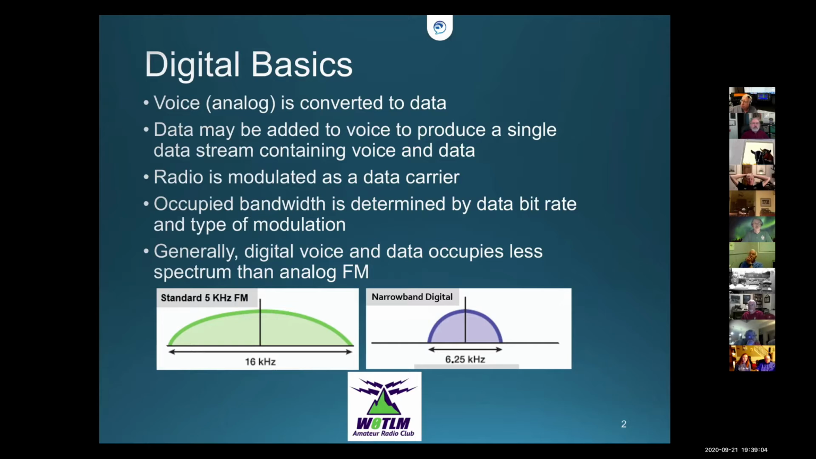So one of the big benefits about digital is we're using less bandwidth than a standard analog signal. The FCC is interested because our frequency spectrums are filling up, and if you can get more in the same amount of space, that's a good thing. So we're going to talk about that a little bit.